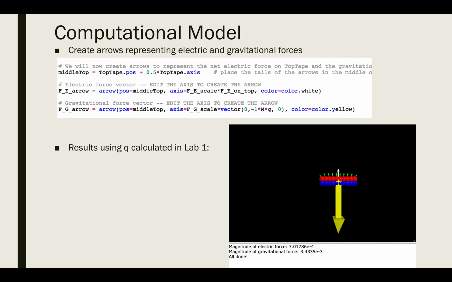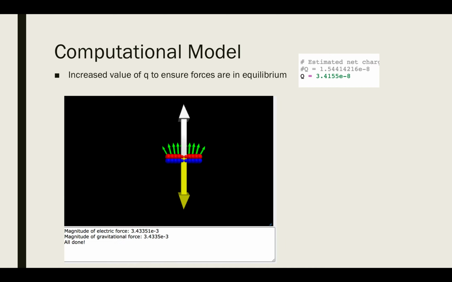You can obviously see that the system is not in equilibrium. The gravitational force is actually larger here than the electric force. So I began increasing my value of Q to find a value for which the forces were equal. And after some trial and error, I found that a Q value of 3.4155 times 10 to the negative 8 coulombs would give me a model that was in equilibrium where both forces were equal.